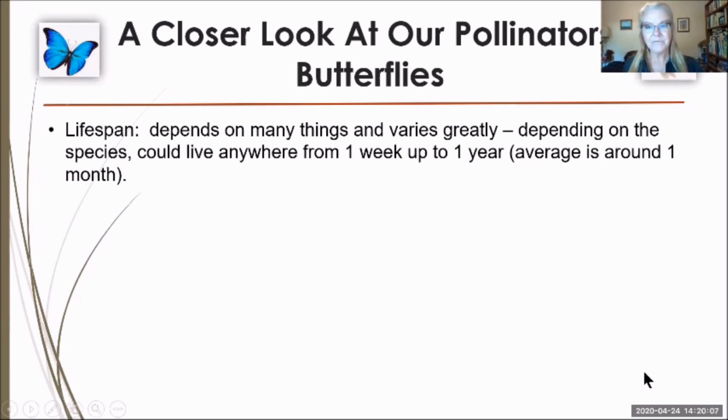Okay, butterflies, another fun pollinator to have in our garden. Their lifespan, again, depends on many things and varies greatly. Depending on the species, they could live anywhere from 1 week up to 1 year. The average is about 1 month. The 1 week ones are those little tiny ones you see floating around.